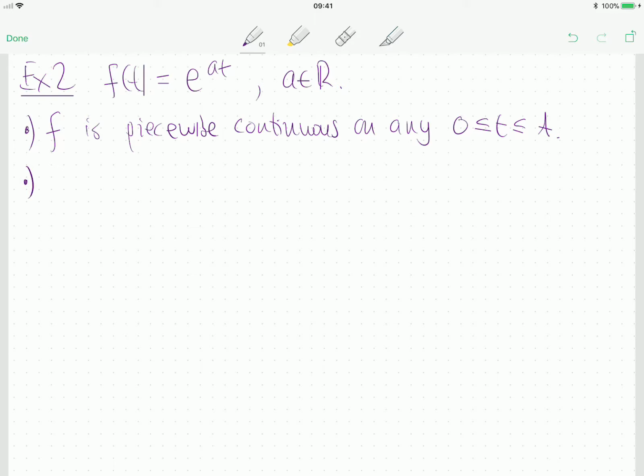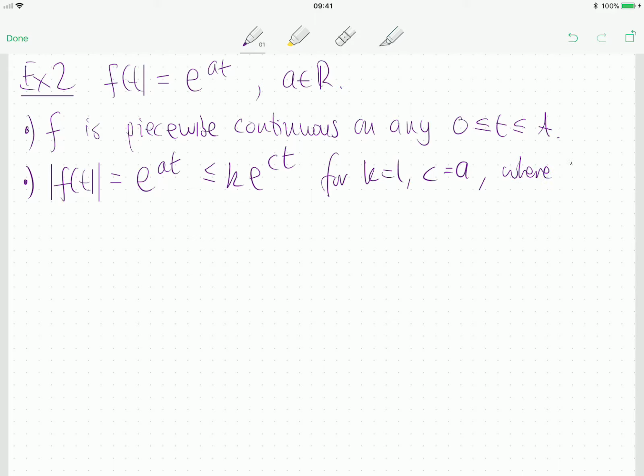The second condition is that f needs to be, what was the wording we used? It's the exponential order. There you go. Is our function of exponential order? Let's check it. f of t, well, this is e to the at. Is this bounded by some exponential function k e to the ct? Well, yes, of course, for k equal to 1, c equal to a, where c is any number bigger than or equal to 0.